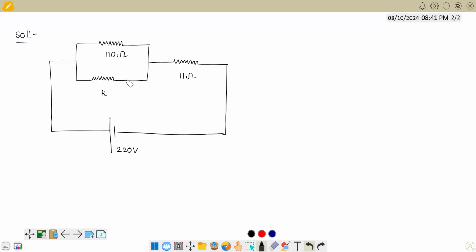So this is the given circuit if we draw it. So we have 110 connected to R. These two are connected in parallel and it is connected in series with 11 ohm resistor and they are connected to 220 volt. And he has given the heater operates with a power is equal to 110 watt.